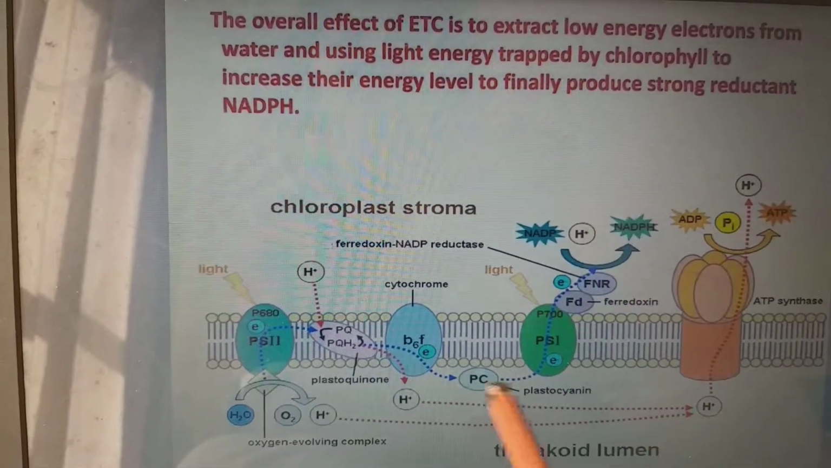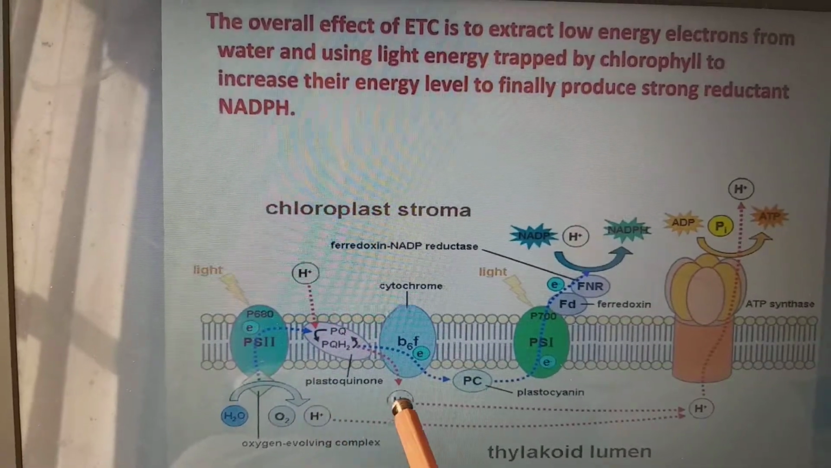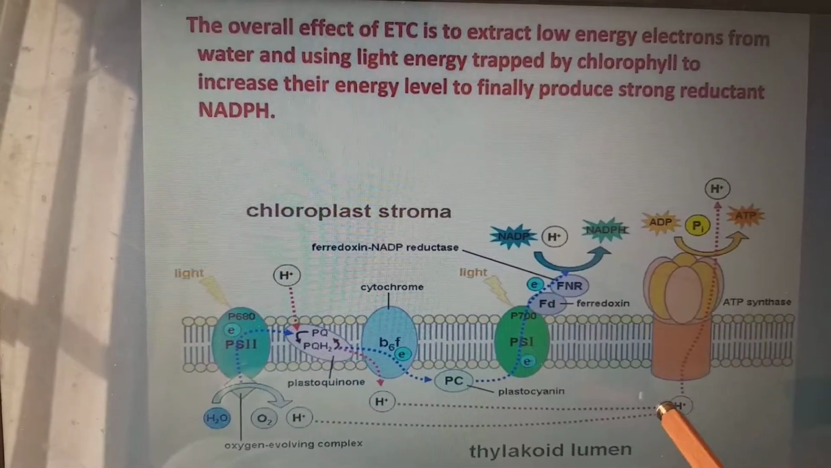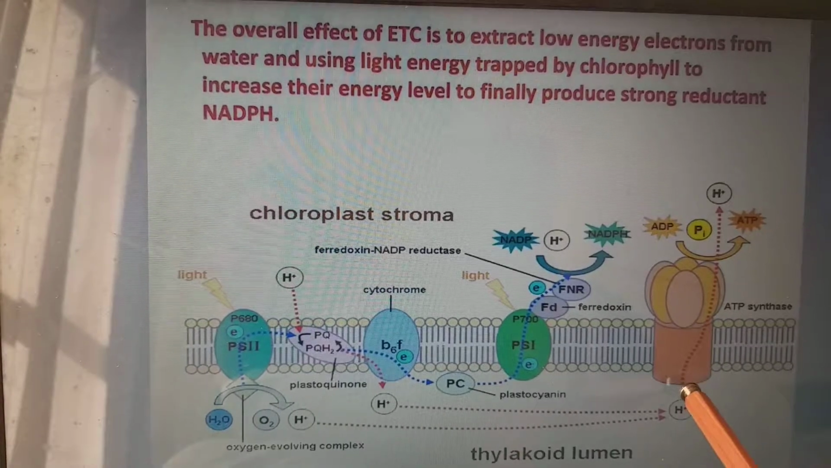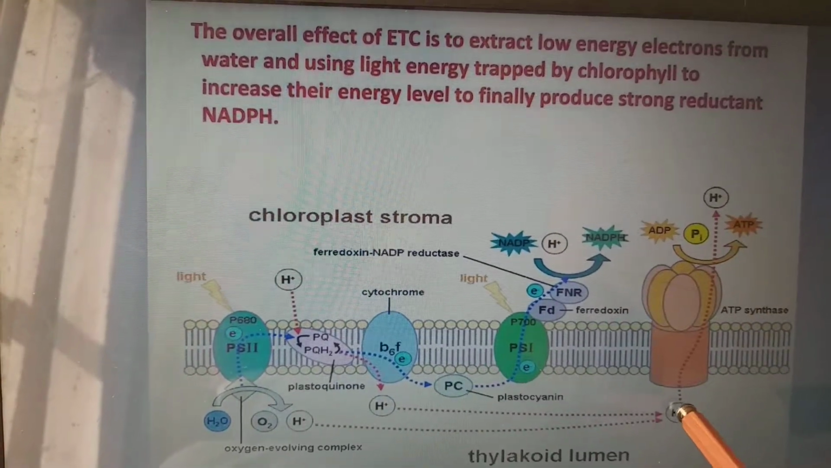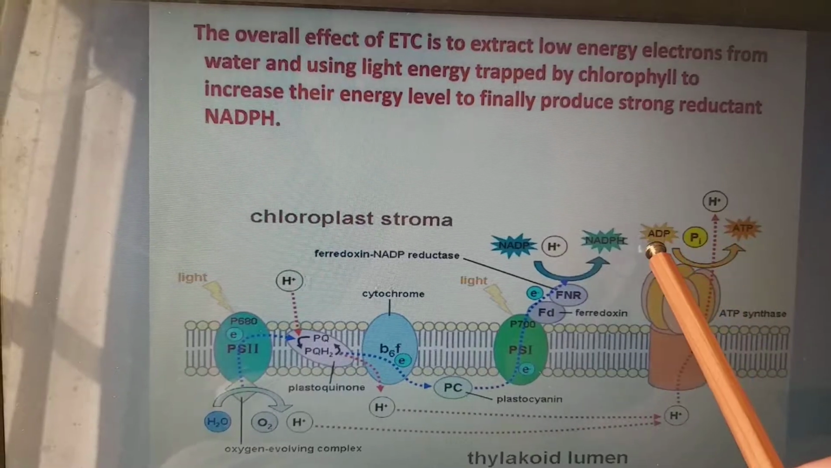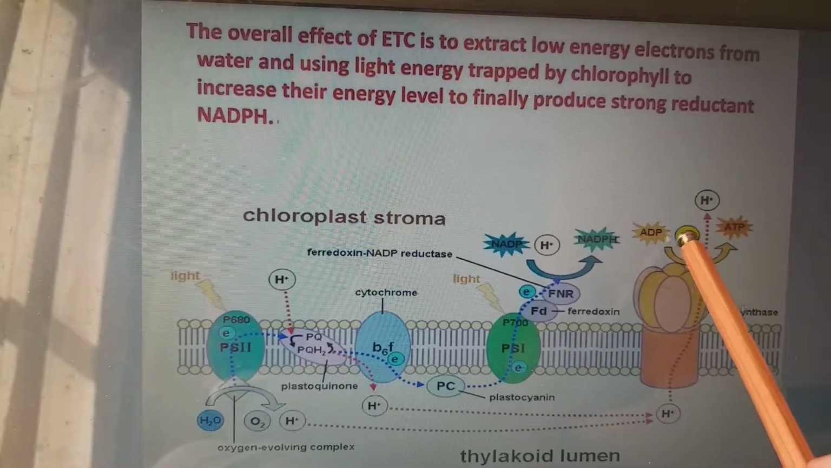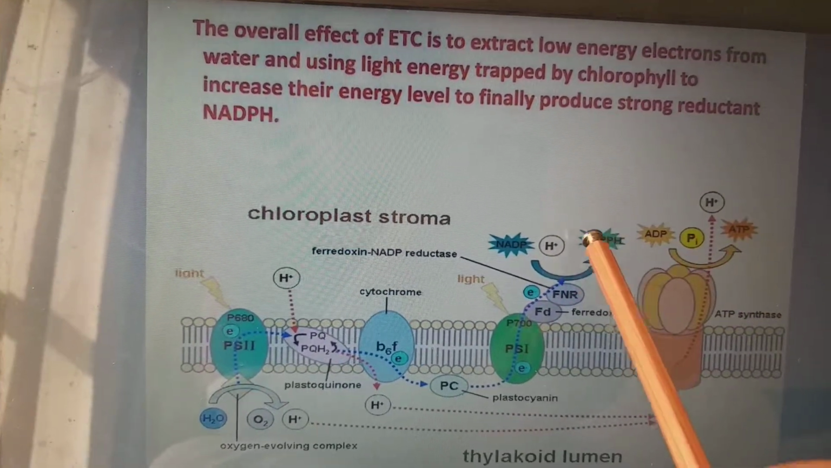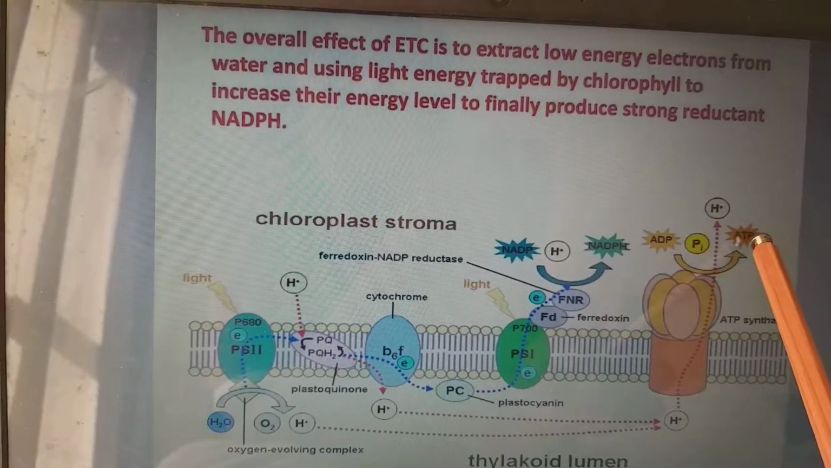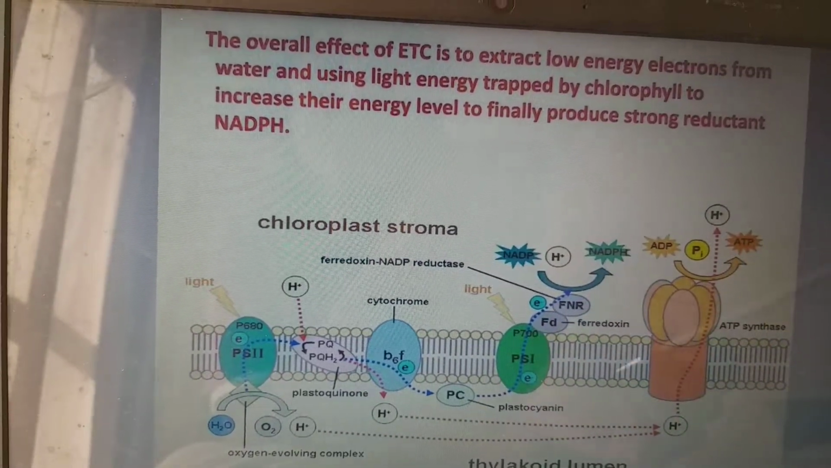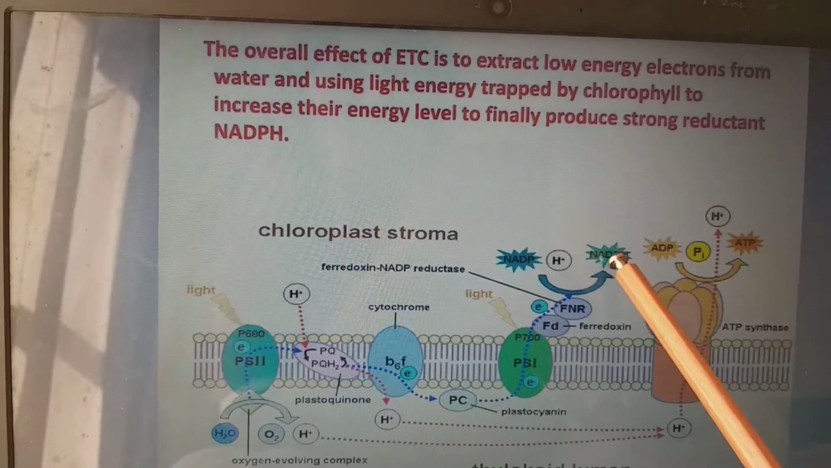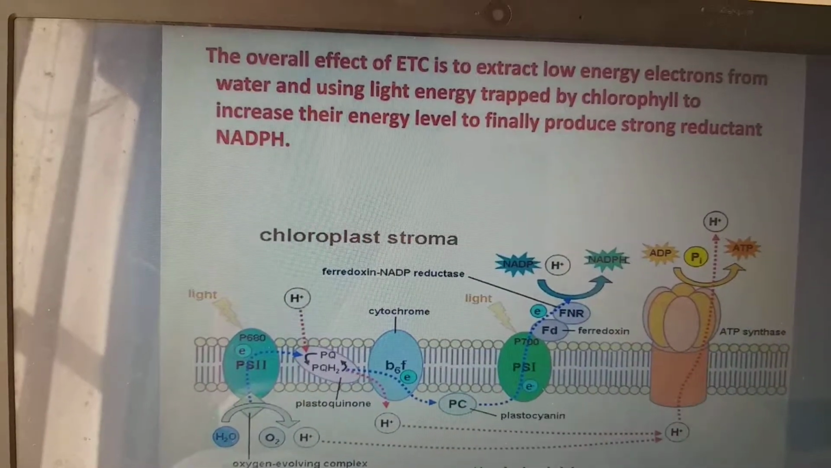Next, these protons are being transported here. With the ion gradient and the increased concentration, they go from the higher concentration to the lower concentration, from inside to outside. In this process, this is ATP synthase, and ADP plus Pi is converted to ATP. So finally, what we needed, NADPH plus ATP, is synthesized for the reduction of carbon dioxide. Initially, this is the way for the synthesis of NADPH and ATP.